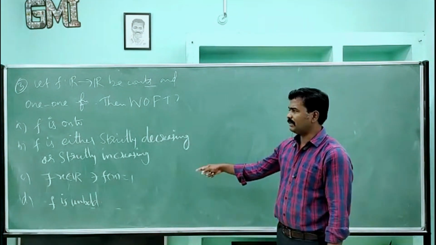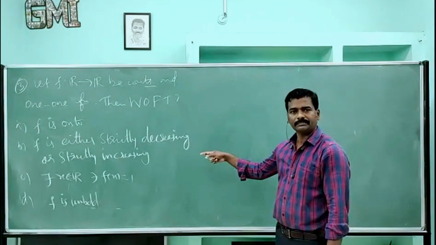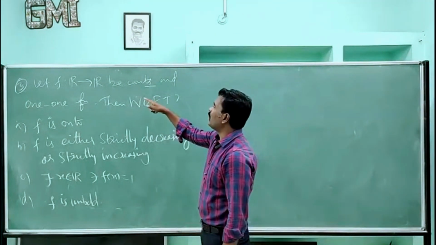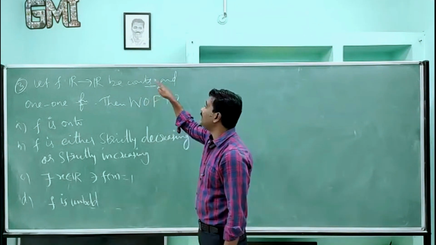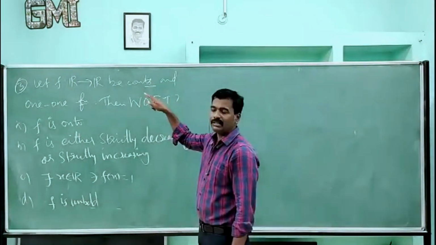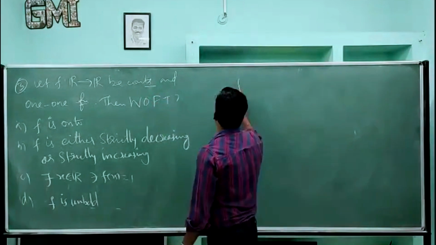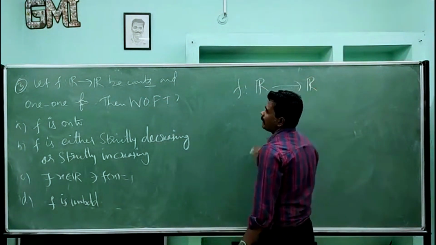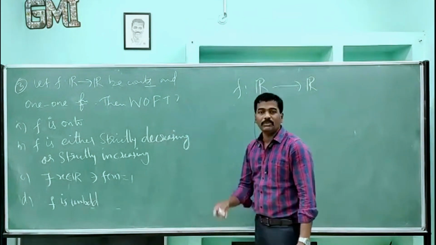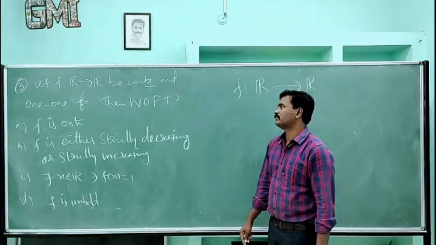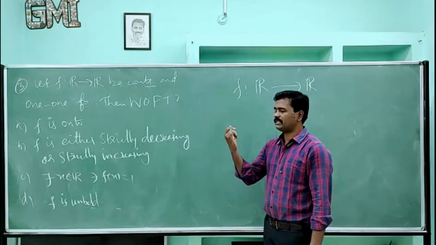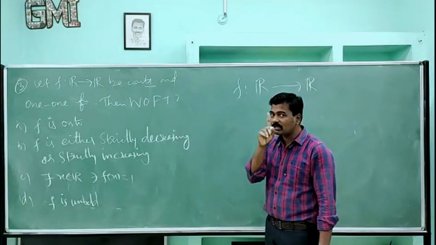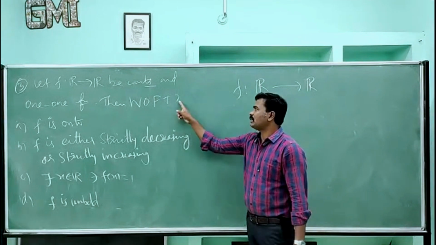First I read the problem, then I will solve the problem. Okay, so what is the given? Let f going from R to R be a continuous function. Given f is a function from R to R, a continuous function from R to R, and f is 1-1 and continuous.